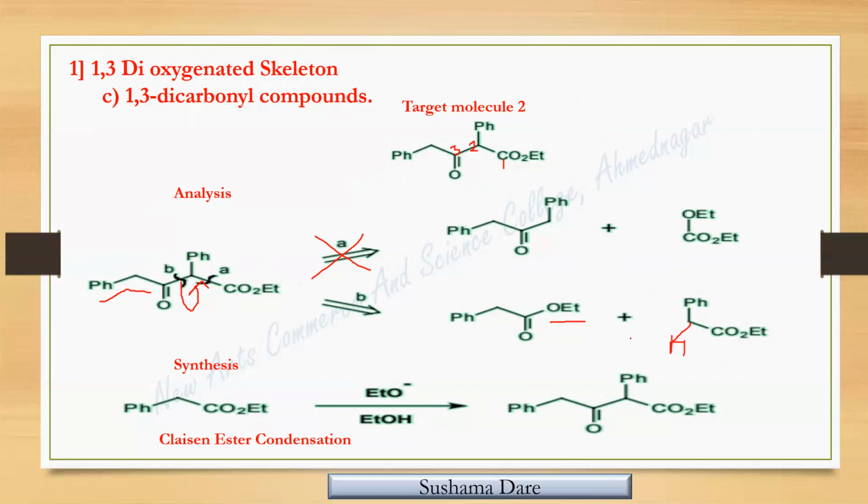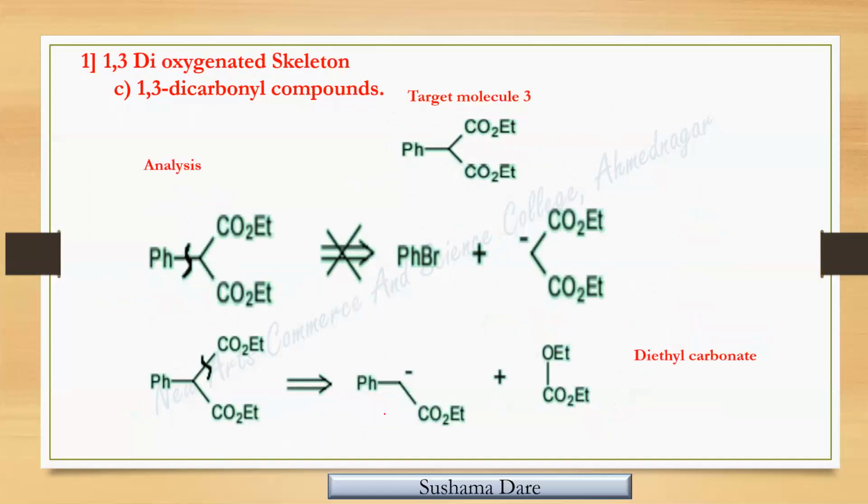Now what is this? Two ester molecules get condensed with each other. That is a Claisen ester condensation reaction. The base used in this case is sodium ethoxide in the presence of ethanol. It's a self-ester condensation reaction, which means two molecules of this get condensed with each other in the presence of base.